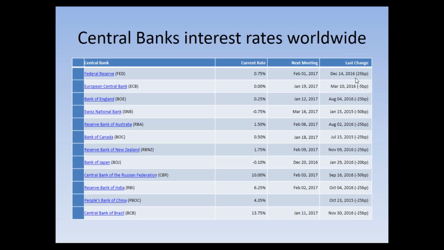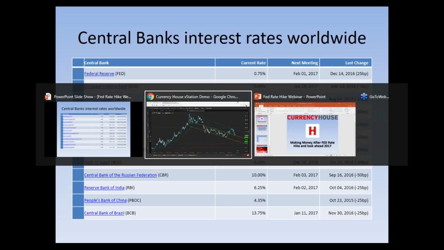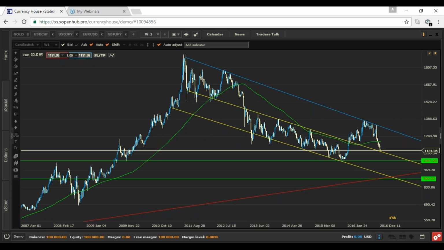Now I would like to switch to our platform, and I want to show you a couple of long-term charts, because you understand that if you want to find an answer to your questions about the future, we have to look at the history first. So we have switched to our platform, and now we can see here a long-term weekly chart of gold.